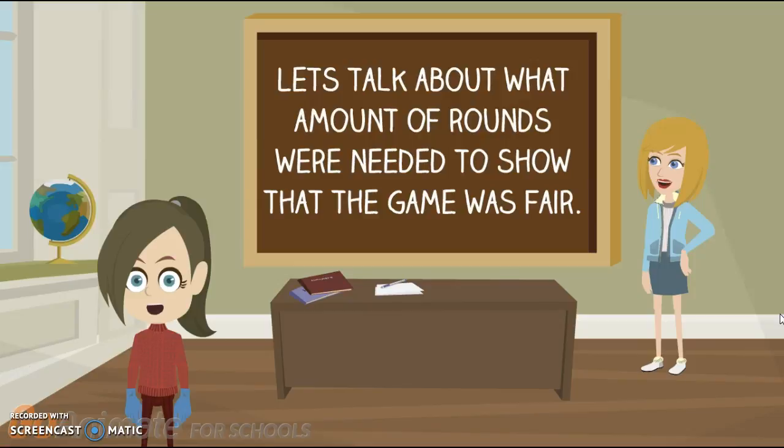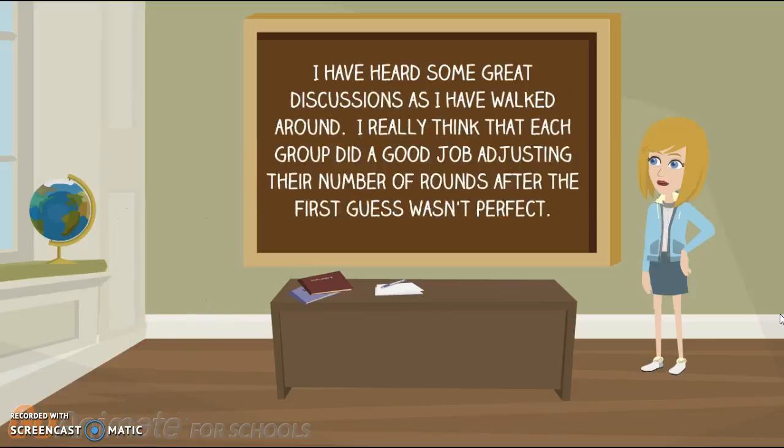Actually, we did. At first, we thought 1,000 rounds would be enough, but our first outcome was pretty uneven. We then picked 5,000 rounds and it came out pretty close to even. So then we decided to try 5,000 rounds again to make sure. We got 2,503 and 2,497, which is so close to being exactly 50% each. This really matched up with the predicted probability. I have heard some great discussions as I have walked around. I really think that each group did a good job adjusting their number of rounds after the first guess wasn't perfect.